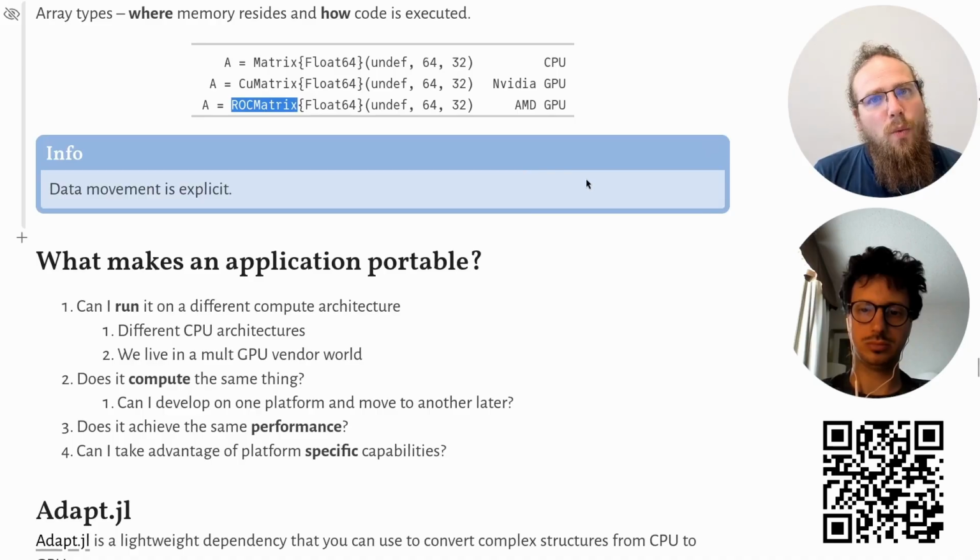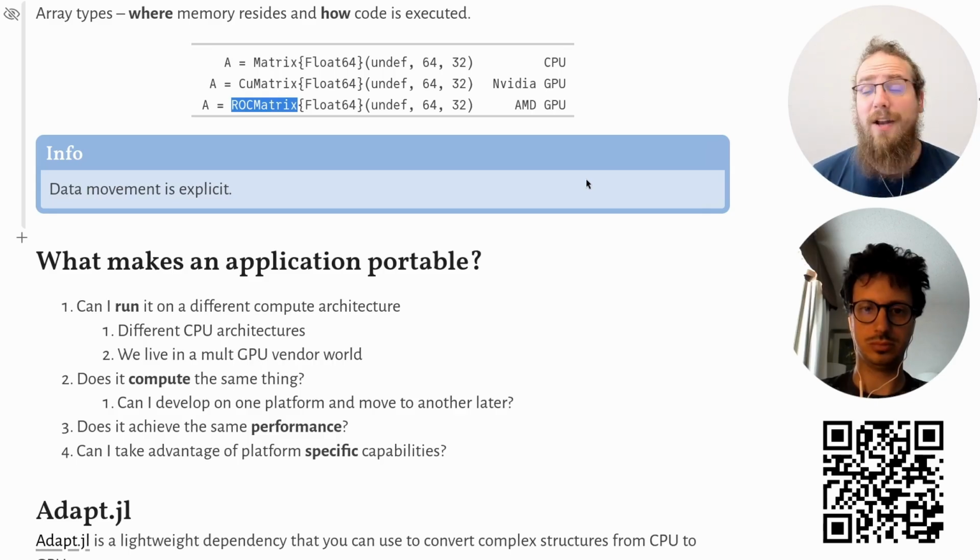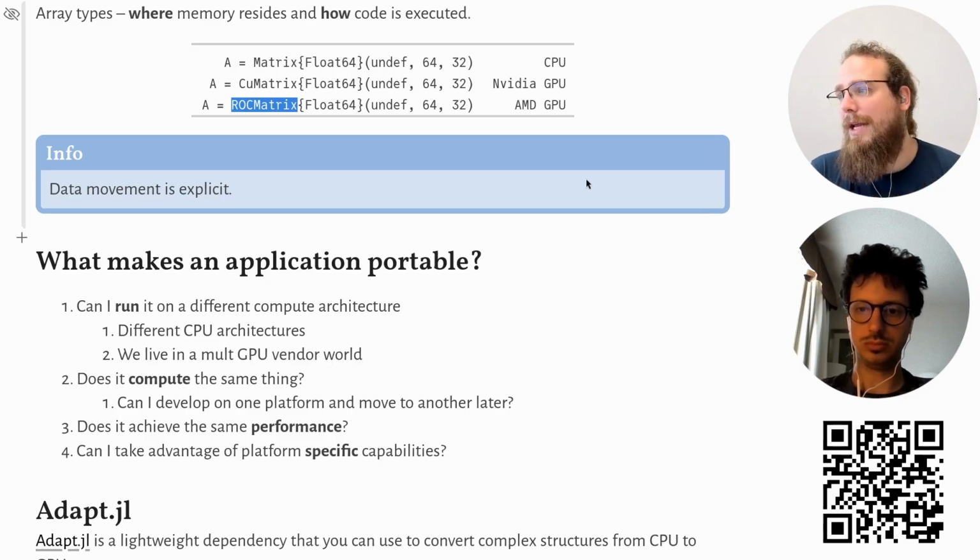So when we talk about portable programming, we should maybe specify what portability means. For me, the most crucial aspect is, can I actually just run on a different computer architecture? So this also includes different CPU architectures. Sometimes programs are so specific that they can only execute on Intel CPUs. And we live in a multi-GPU vendor world, so I want my programs to be a priori capable of running both on an Apple laptop and also on an NVIDIA-based supercomputer.